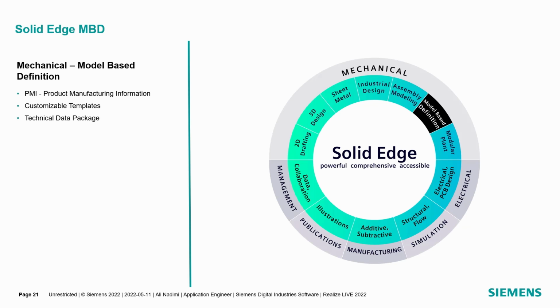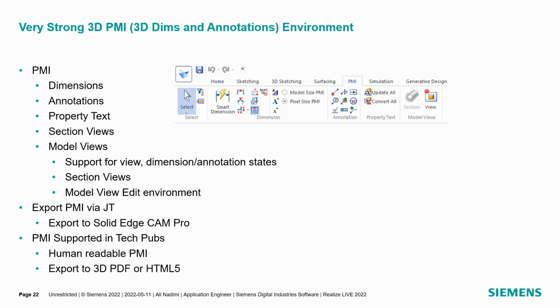How do we integrate MBD today? Let's take a look at some of the enabling technologies. PMI stands for Product Manufacturing Information. You can think of it as geometric dimensioning and tolerancing applied to a digital model. It covers dimensions, sure, but also annotations, feature control frames, section views, and tolerances.